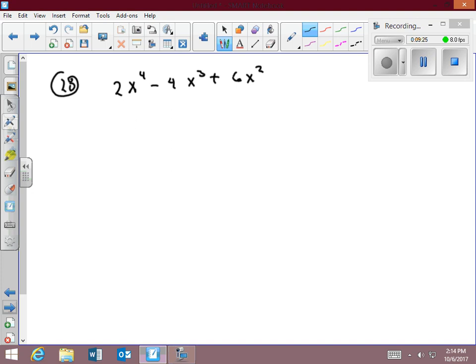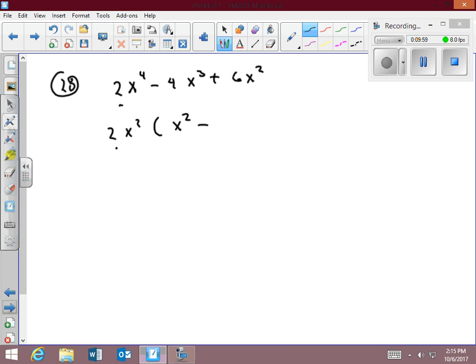So is there a common numerical coefficient? A 2 comes out, right? Is there a common variable? X what? Squared. Now, in the first term, what's left? An x squared. What would I have to multiply what I took out by to get this term up here? I'd have to multiply it times x squared, right? Get 2x^4.